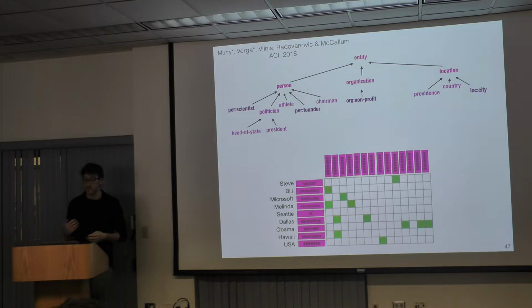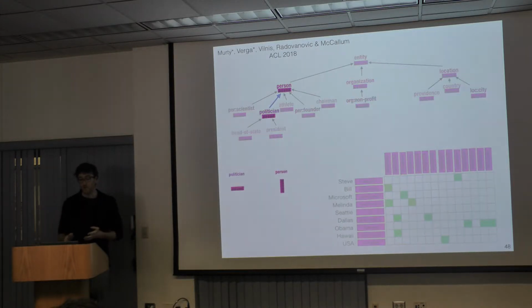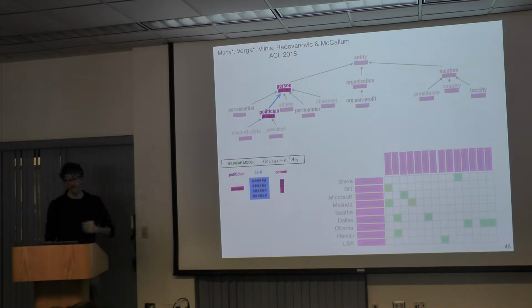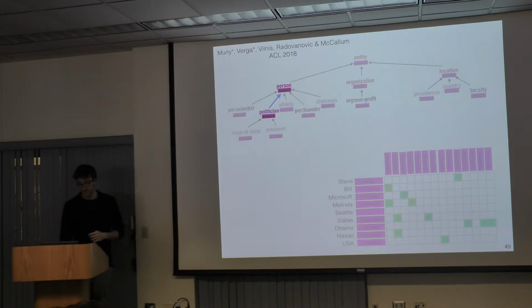Just as before, each of our types can be represented by a single vector. But now we're going to enforce an additional constraint on our embedding space to respect this type hierarchy. One way we can do this is with a scoring function with a bilinear operator which produces an asymmetric score. This is important because the hierarchy is asymmetric. We'll train our model such that we maximize the scores for edges that exist in the hierarchy and minimize them for the edges that don't exist.